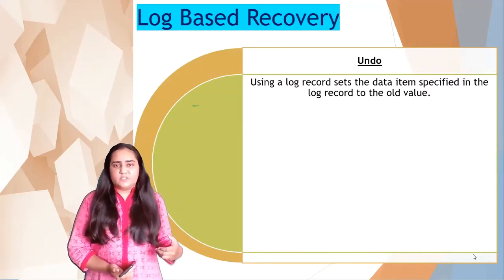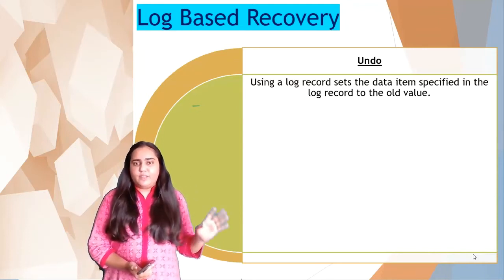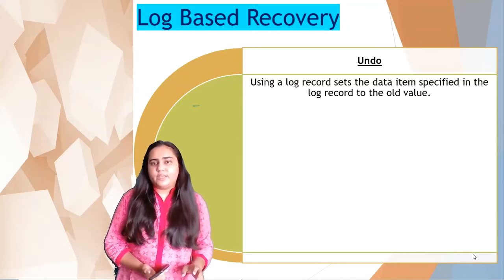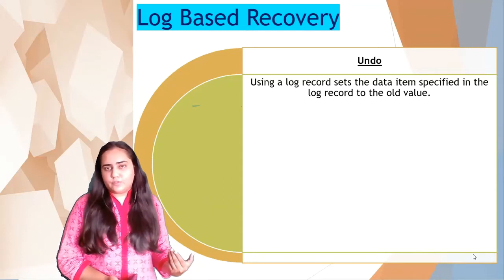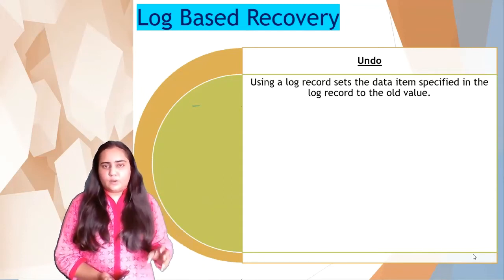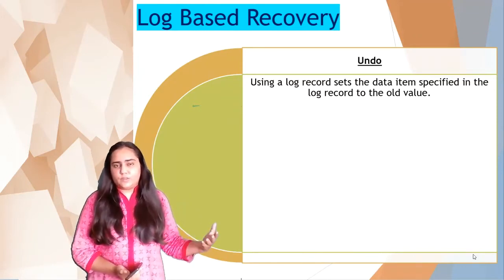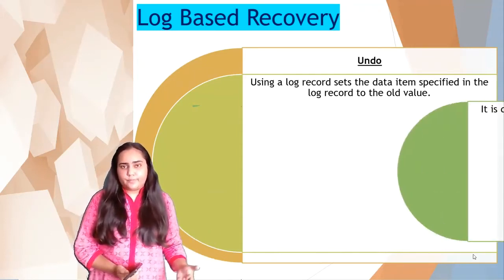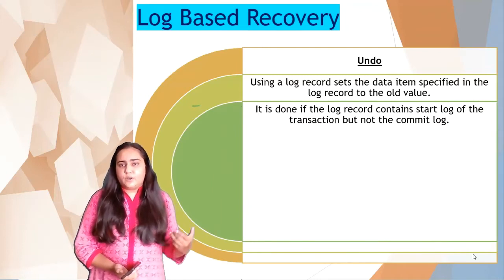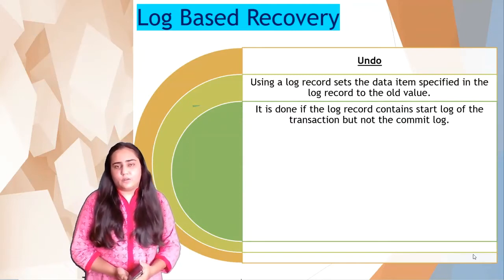Undo, as the name suggests, will undo everything that the transaction has done. So all the new values are set to the old value. This can be done by looking at the log, because the log is storing the old value as well as the new value of a data item. So you can always look there and set the data item to the old value. This is done if the log record contains the start log of a transaction, but not the commit log.